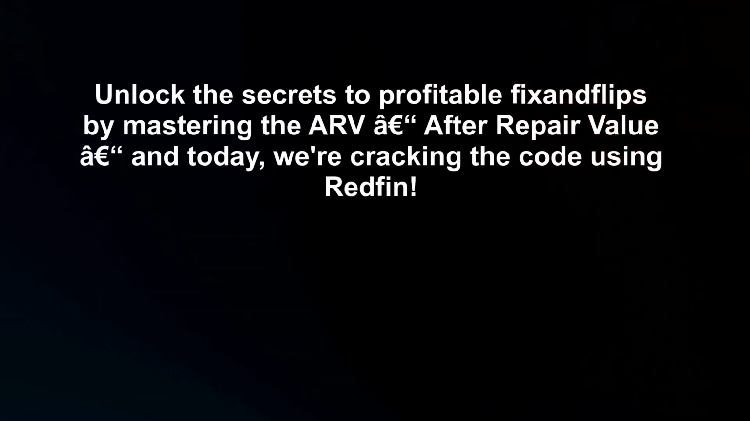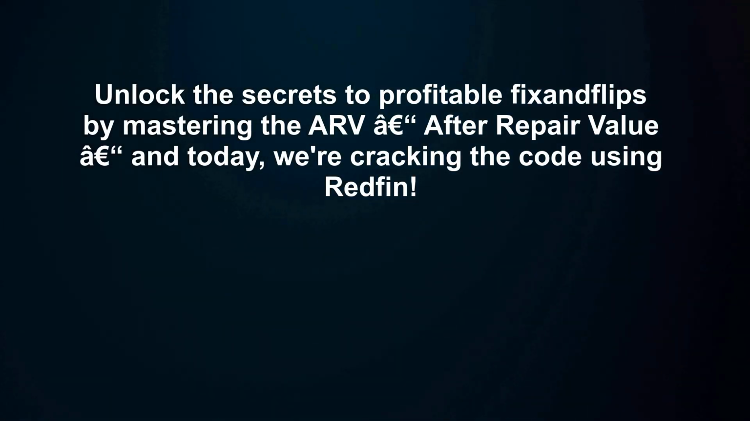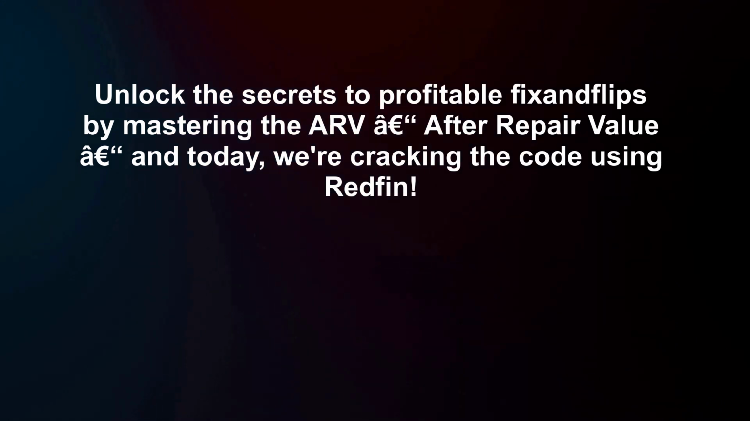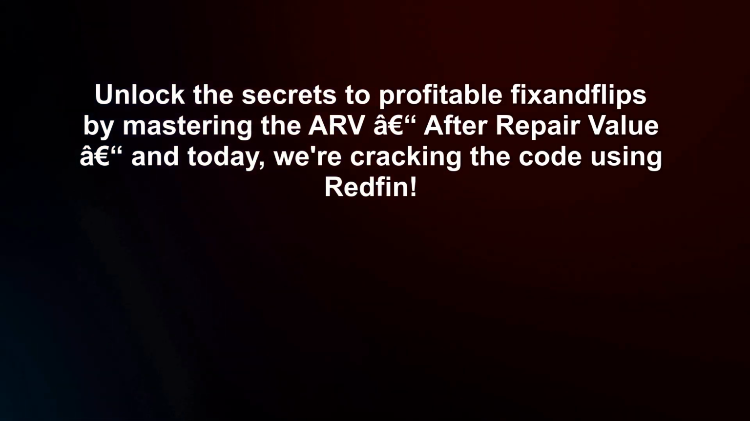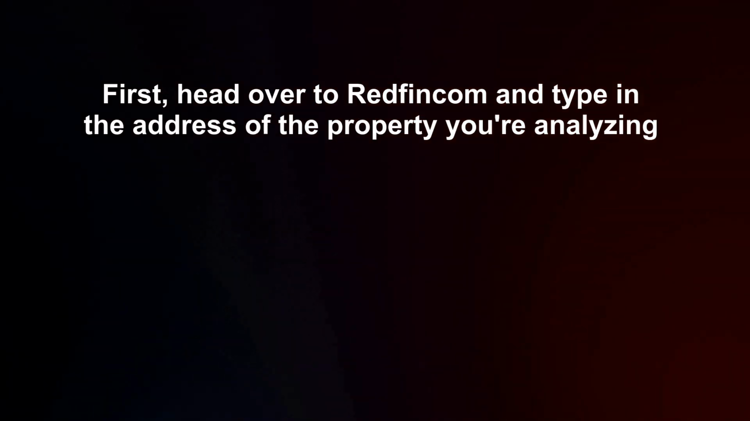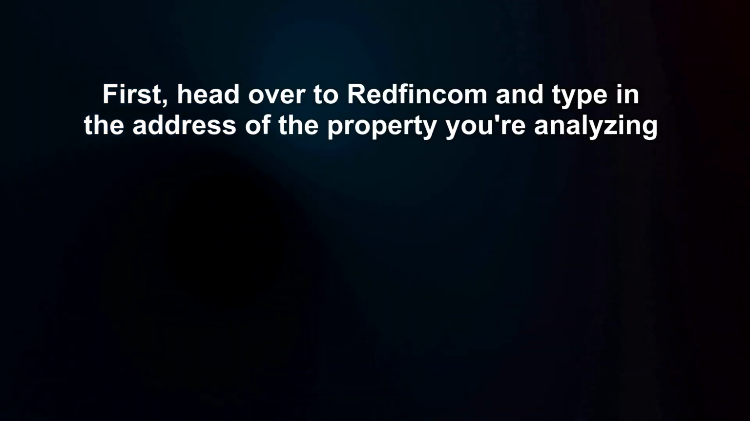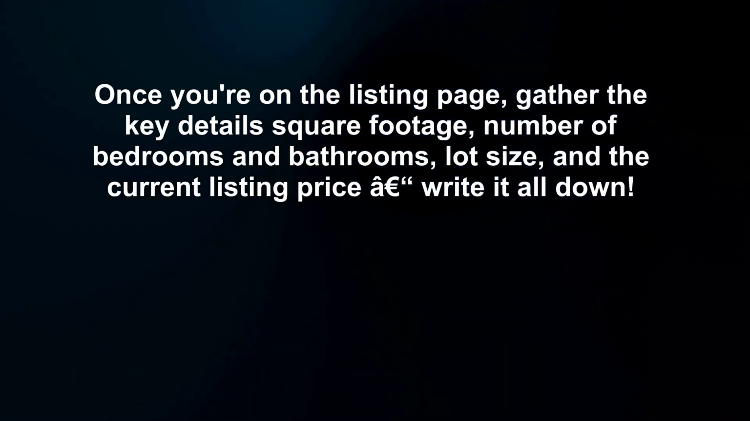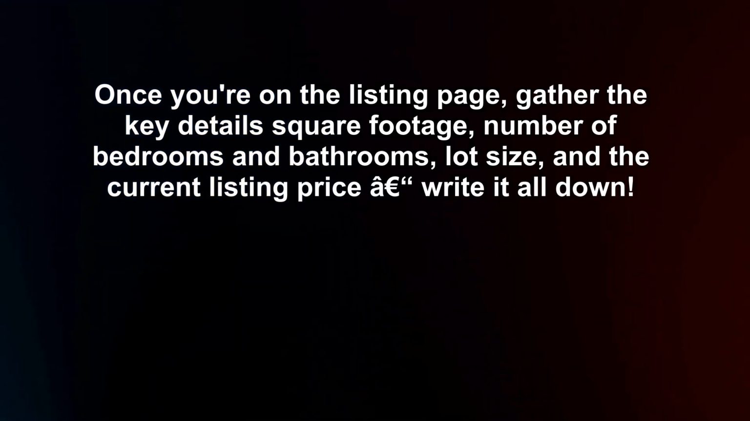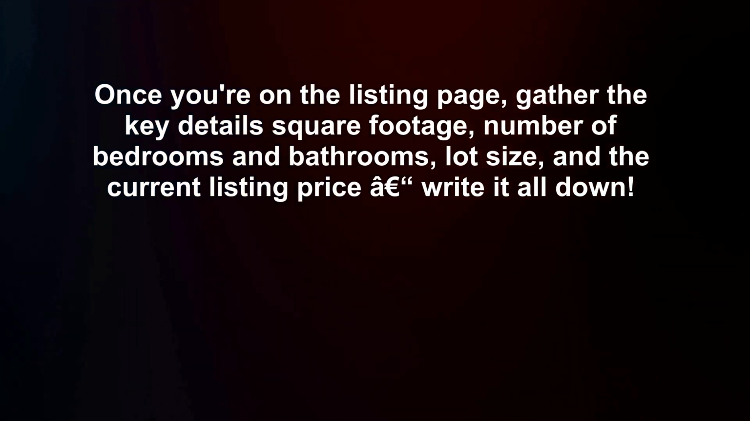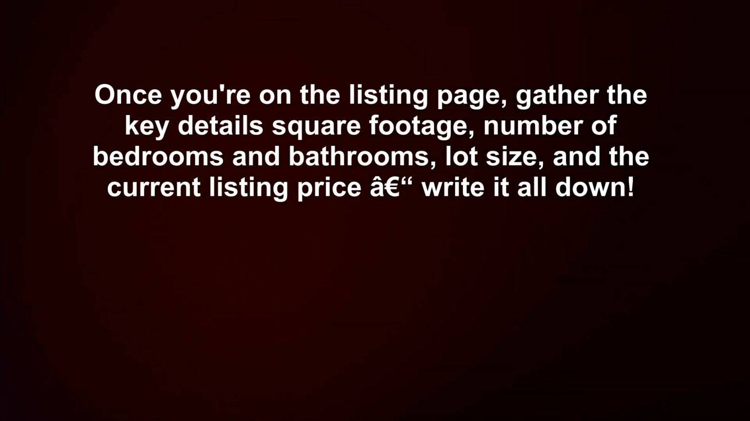Unlock the secrets to profitable fix and flips by mastering the ARV, after repair value, and today, we're cracking the code using Redfin. First, head over to redfin.com and type in the address of the property you're analyzing. Once you're on the listing page, gather the key details: square footage, number of bedrooms and bathrooms, lot size, and the current listing price.